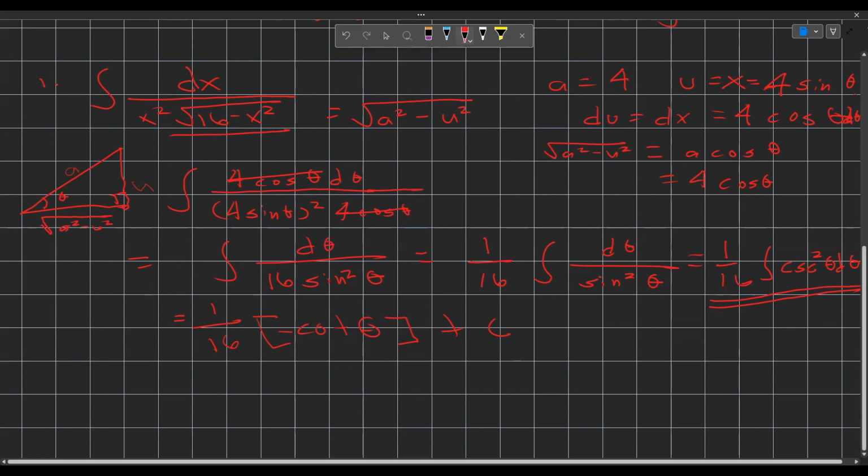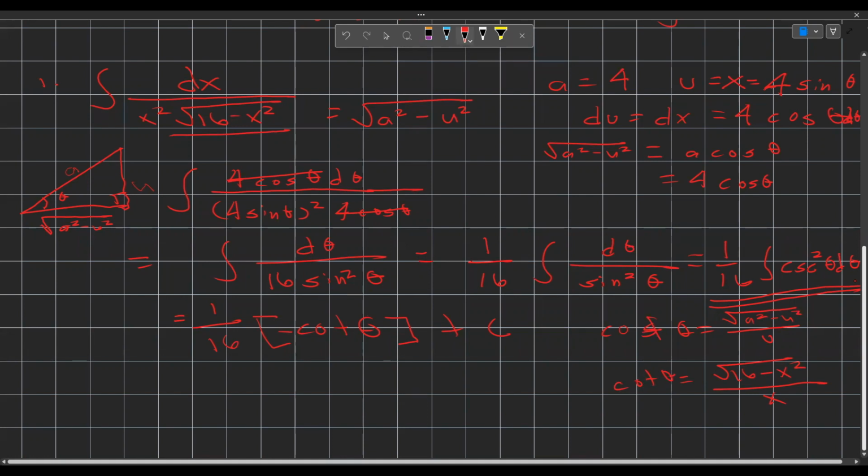Now to find the cotangent theta, it is adjacent over the opposite. So let's write down here that cotangent theta is equal to adjacent, which is the square root of a squared minus u squared over u. Or we can rewrite it as the square root of 16 minus x squared over x. And this is the value that we will substitute here to have our final answer.